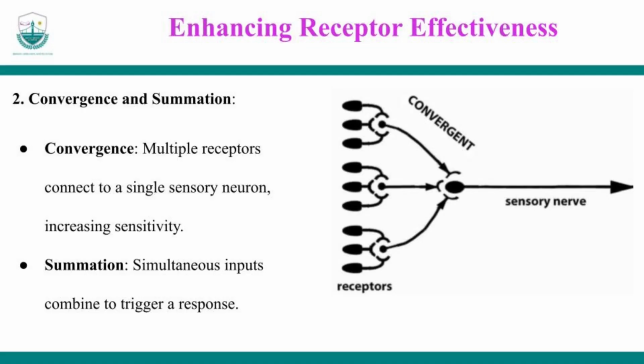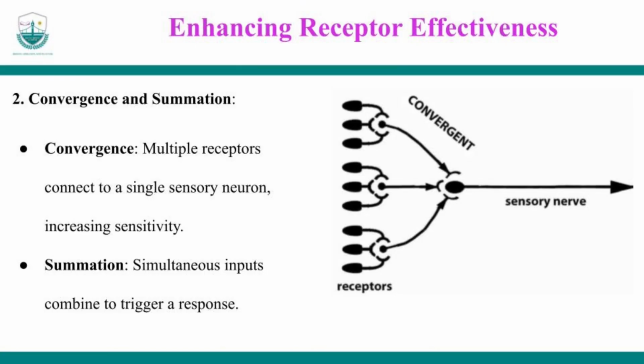That means that even if you have small stimulations, they can result in stimuli that are actually above the threshold. Okay, so that is convergence. The other point is about summation.